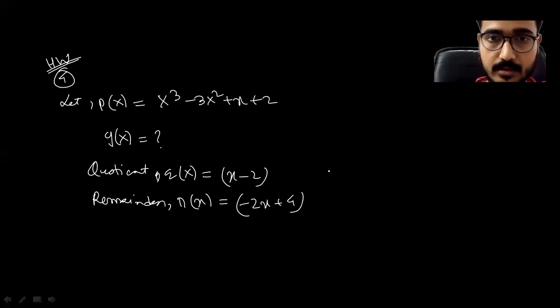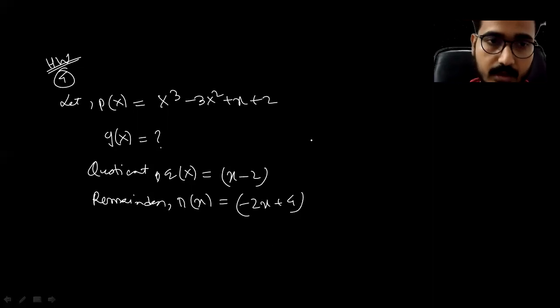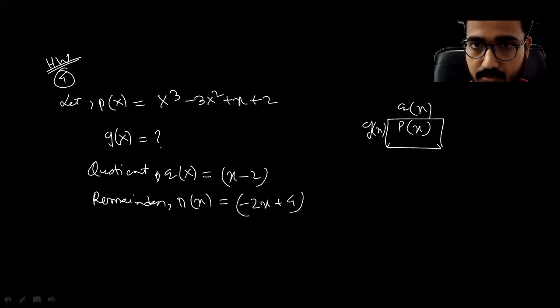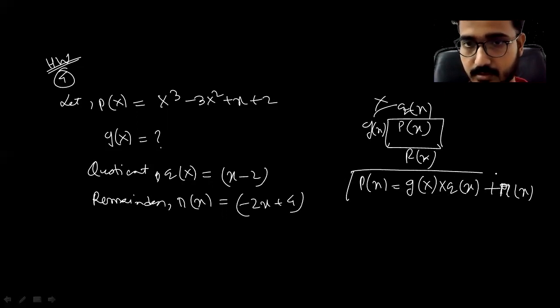So how can you find it? Now see, we have already discussed the relation between the divisor, dividend, quotient, and remainder. Here px is divided by gx, and qx is the quotient, and rx is the remainder. So px will be gx into qx plus rx, yes or no? Dividend equals divisor into quotient plus remainder. So this is the formula, and we have to apply this formula.